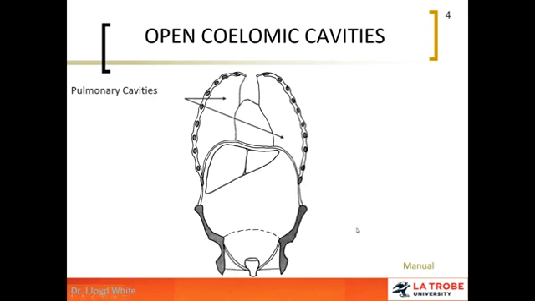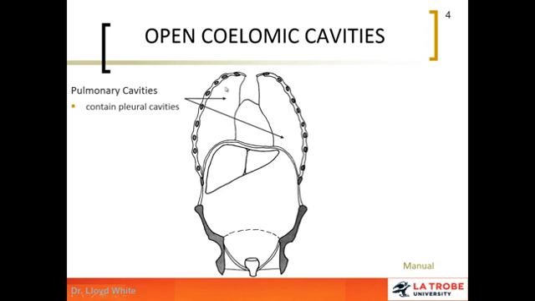Now if we look at a coronal cross-section through the thorax, the abdomen and the pelvis, we can see the different coelomic cavities that are formed during development. In the thoracic cavity, in the lateral parts, we have two pulmonary cavities, and this is where the lungs will lie. And these pulmonary cavities will contain a further cavity called the pleural cavity. We'll look at this in a future slide.